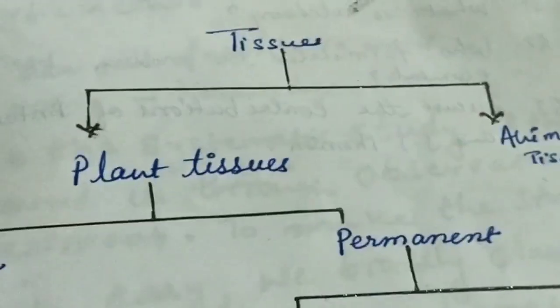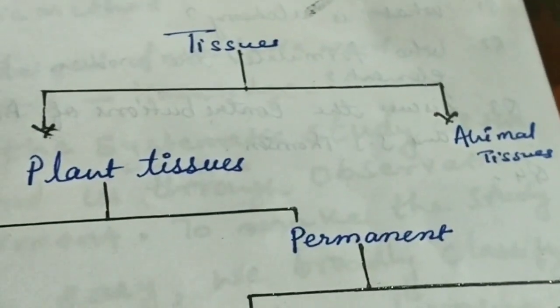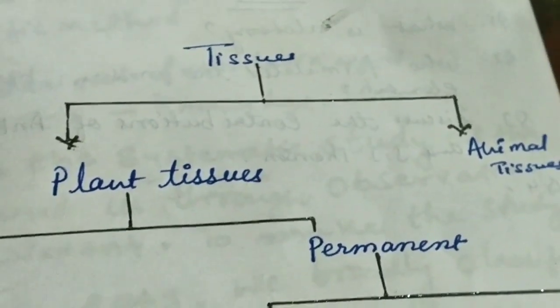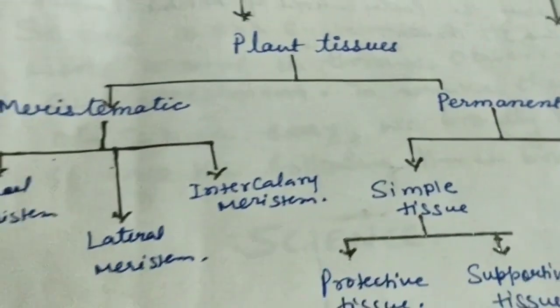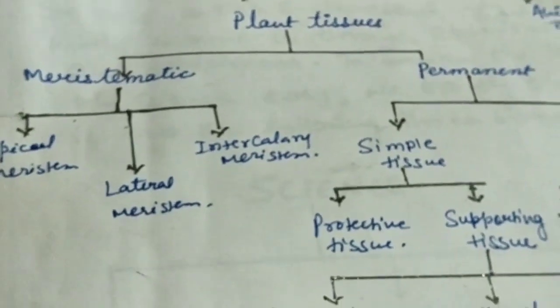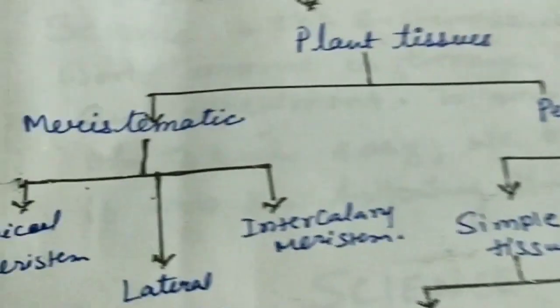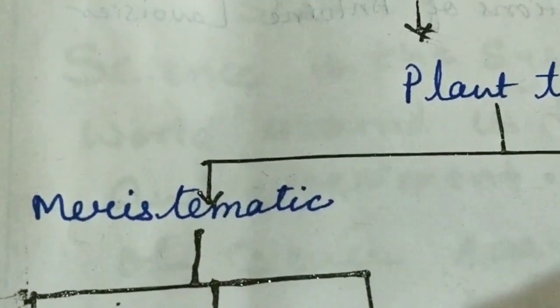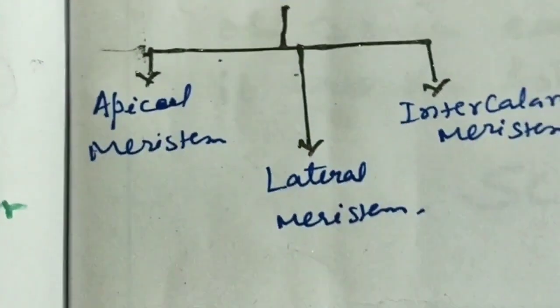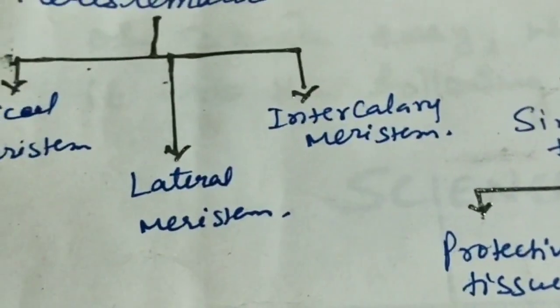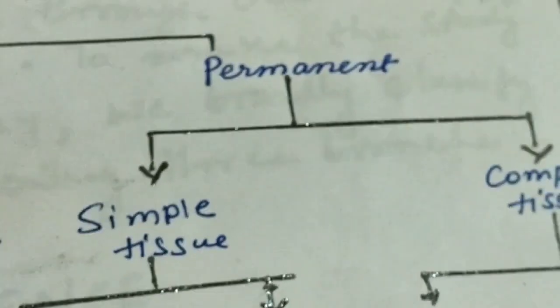Good morning, students. So let's revise what we have learned in the last class. We have read about tissues. Tissues are the group of cells. Then we have read about the two types of tissues, plant and animal tissues. The plant tissues are further divided into meristematic tissues and permanent tissues. So meristematic tissues divide and permanent tissues are made up of specialized cells.